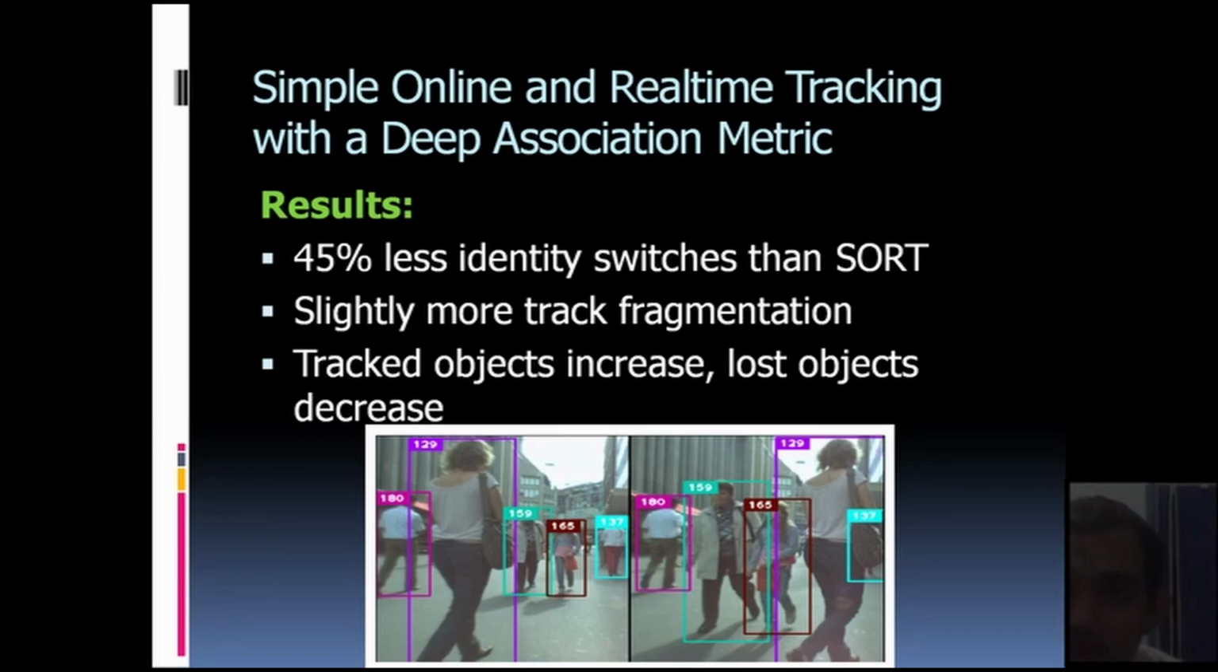The results of evaluating this new method were that identity switches were reduced by 45% compared to normal SORT. Track fragmentation increased slightly due to maintaining object identities through occlusions and misses. There was a significant increase in the number of mostly tracked objects and a decrease in mostly lost objects.